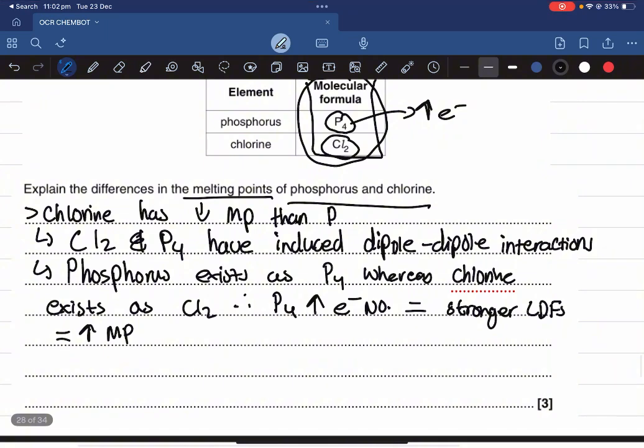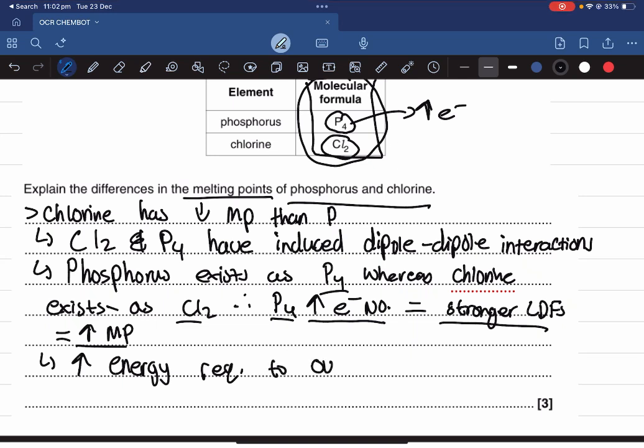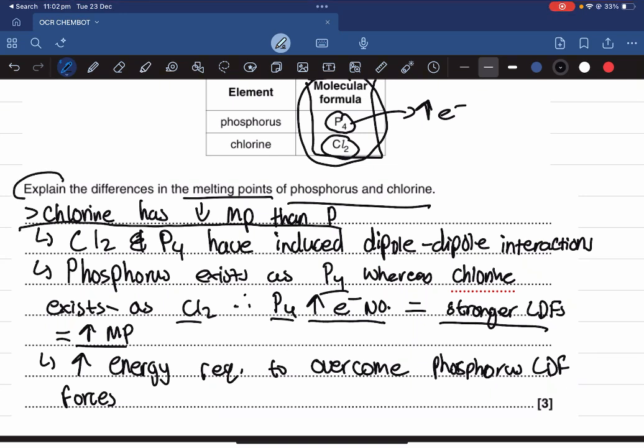So I've just put in my observation there. Phosphorus exists as P4, whereas chlorine exists as Cl2. Therefore, P4 has a higher number of electrons, which means stronger LDFs, therefore a higher melting point. But I also want to add my key phrase. That means that there's greater energy required to overcome phosphorus LDF forces. And therefore, I'm confident this will get 3 marks, because even if this description doesn't have any marks, which it probably doesn't because it's an explain question, I can be confident that these 3 points will.